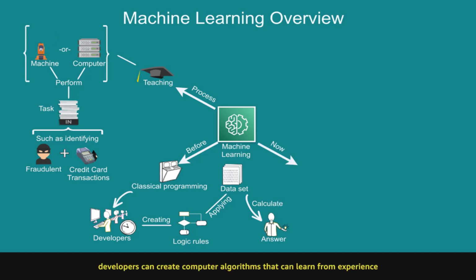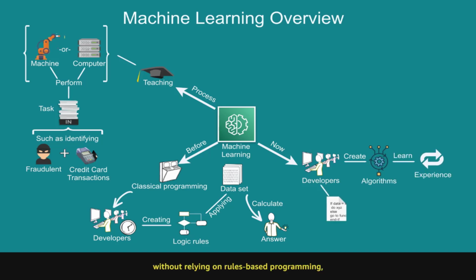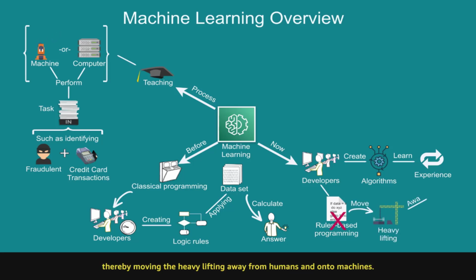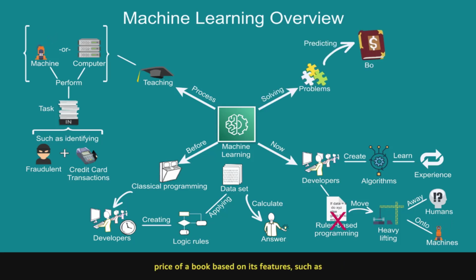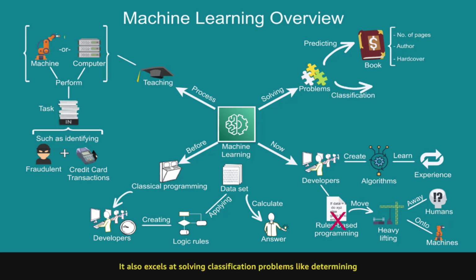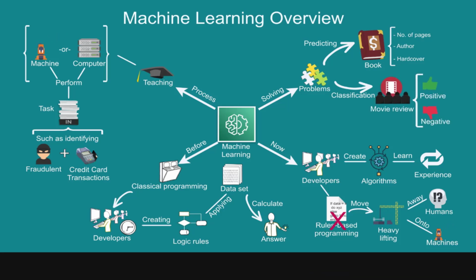Now with machine learning, developers can create computer algorithms that can learn from experience without relying on rules-based programming, thereby moving the heavy lifting away from humans and onto machines. Machine learning is good at solving problems like predicting the price of a book based on its features, such as the number of pages, the author, and whether it has a hardcover or not. It also excels at solving classification problems like determining whether a movie review is positive or negative.